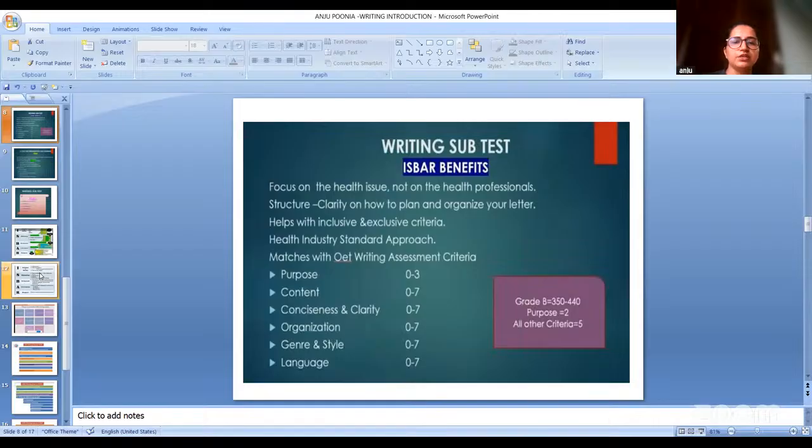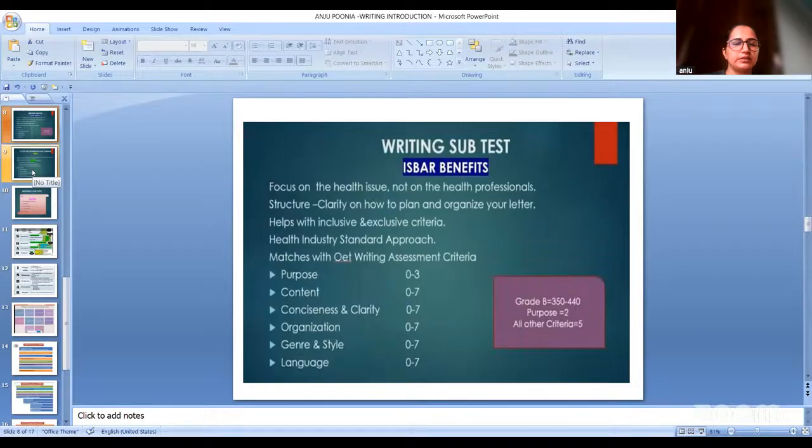ISBAR helps with the inclusive criteria. It is a health industry standard approach that matches the OET writing assessment criteria. And if we are following ISBAR, we will definitely get a job in the NHS anywhere. So we need to use the ISBAR benefits, and we need to focus.